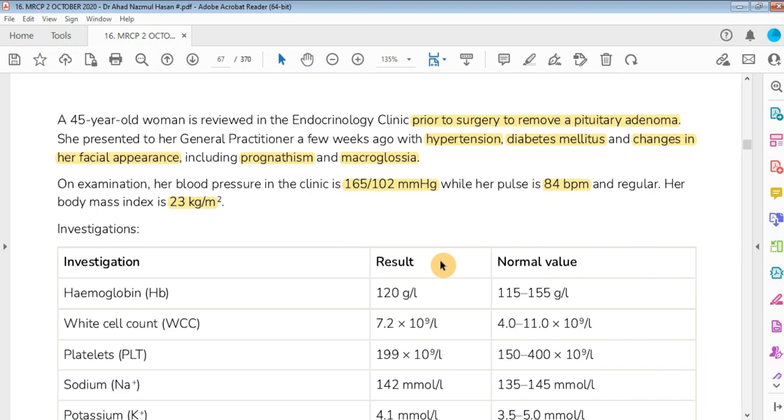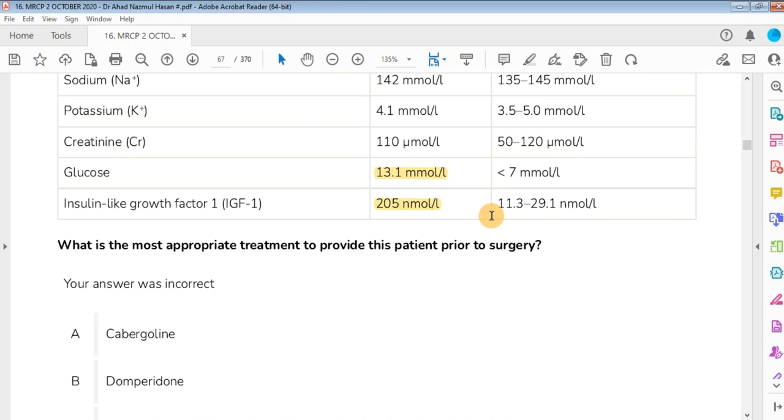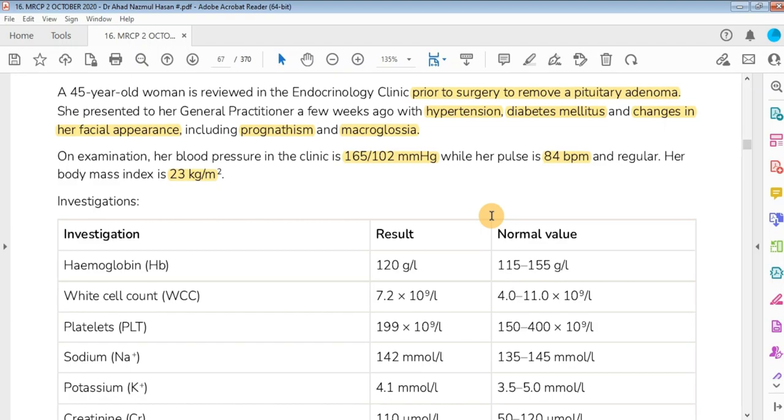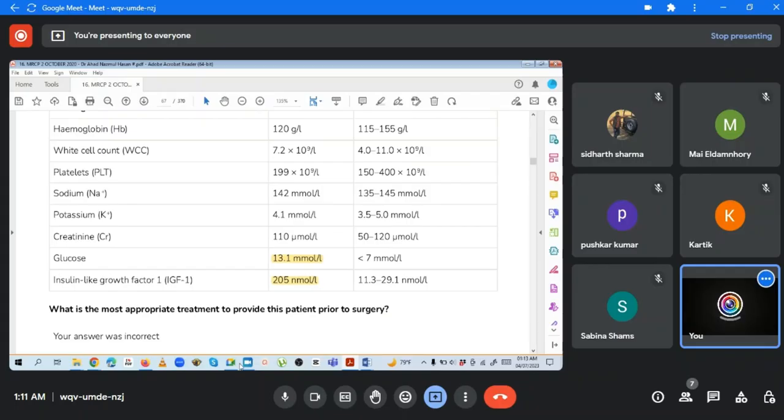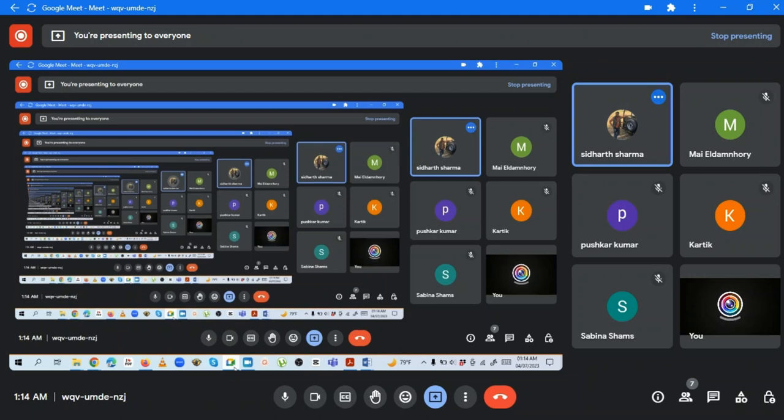On examination, BP is 165 by 102, pulse is 84. Her BMI is 23. All the investigations, hemoglobin, TLC, platelet, sodium, potassium, are normal. Glucose is high, 13.1, and IGF-1 is raised, 205. So what may be the most likely diagnosis here? Acromegaly. Yes, very good. Acromegaly. So what is the first line choice of treatment in acromegaly? So now it is surgery, transsphenoidal removal of the tumor.